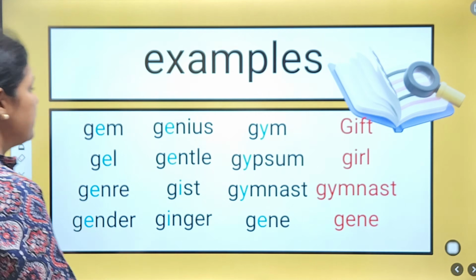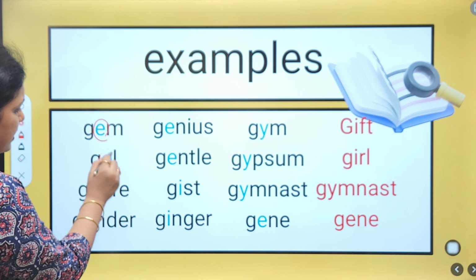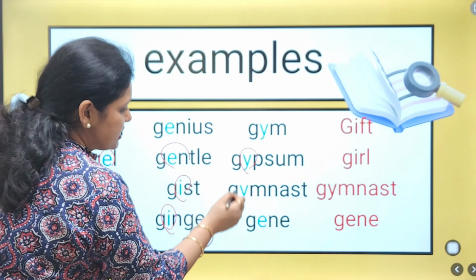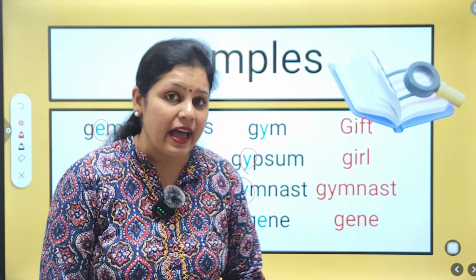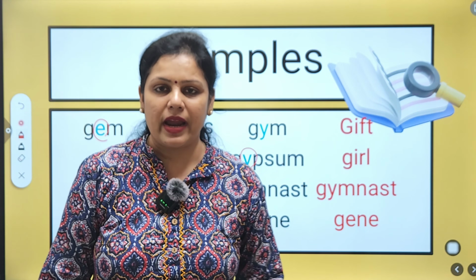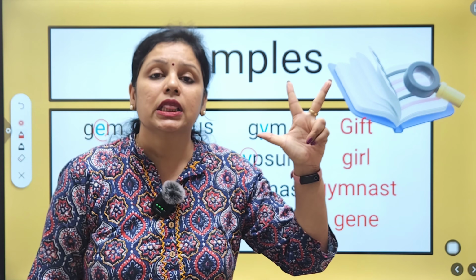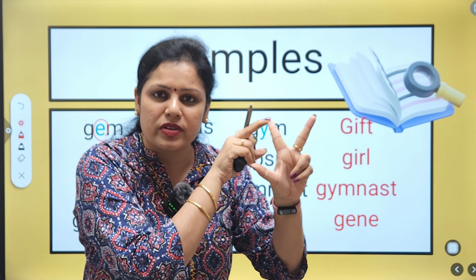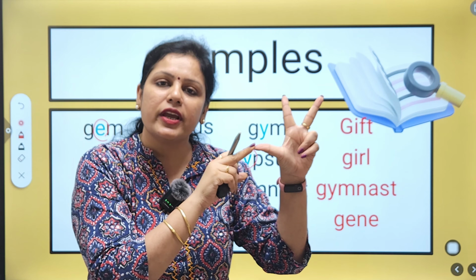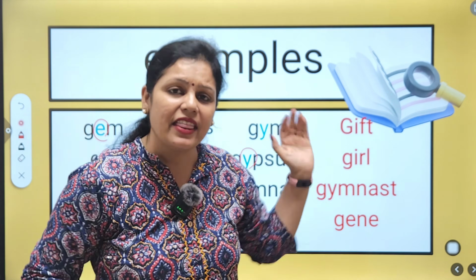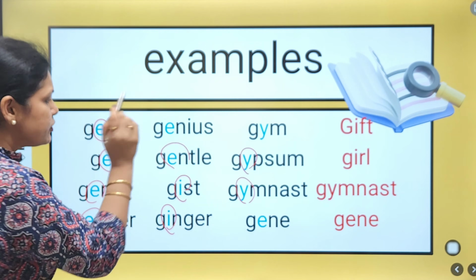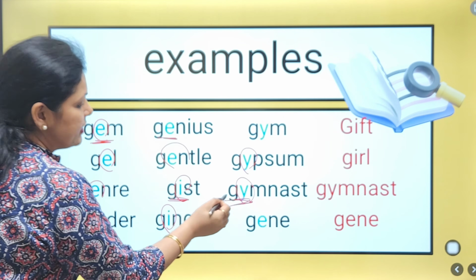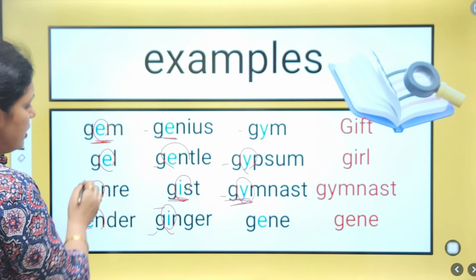Let us see a few words here. So if you can see, we have the letter E, we have the letter I here, and then we have the letter Y here. So you have ginger, right? J sound is coming, but after that you have I, E sound is there. That is why you will not write J here, you will write G here. And then you see the similar words. If the J sound is followed by E, I or Y, then always you will write the letter G.